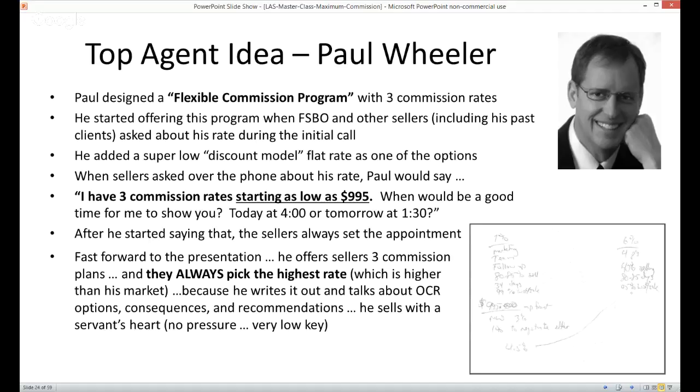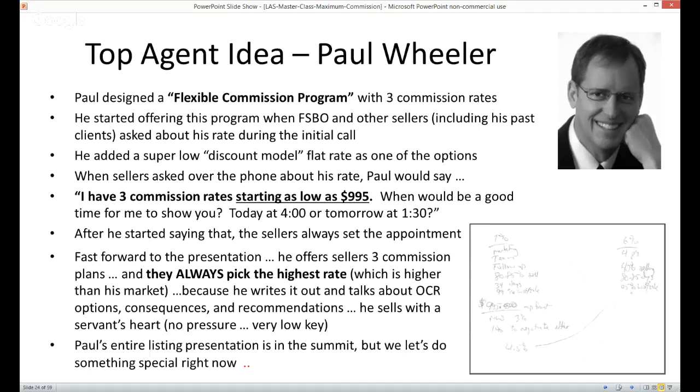Okay, so he sells with a servant heart. In fact, he's now decided that after all this time, what he's been doing is this servant heart selling. And he likes that idea, this giving. And when you give so much, it comes back. So it's very low pressure, very low key. In fact, you listen to Paul talk, there's no pressure at all. He's just giving you lots of options.